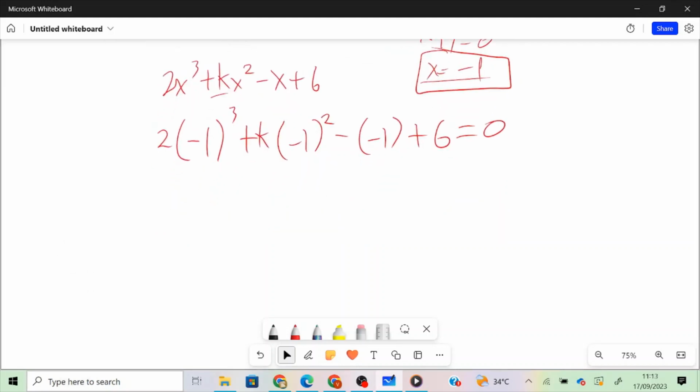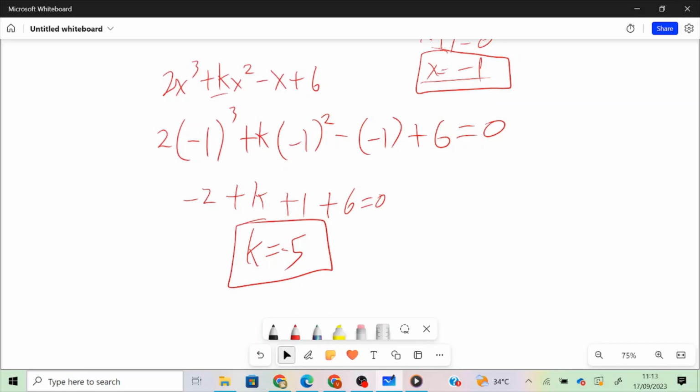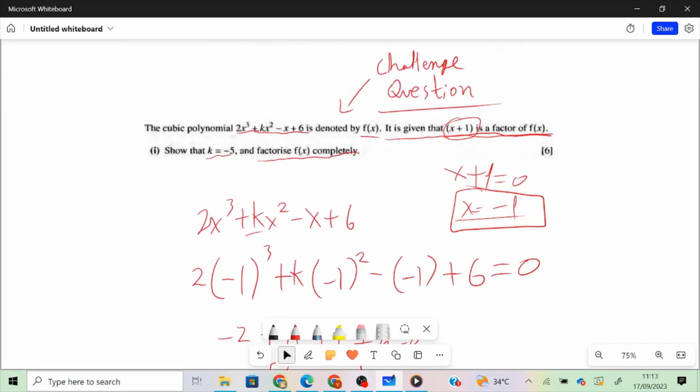Now minus 1 cubed is minus 1 times 2 is minus 2 plus k, because minus 1 times minus 1 is positive 1 and times 1 is k, plus 1, because minus times minus 1 is plus 1, and then plus 6 equals 0. And collecting your like terms, minus 2 plus 6 is 4, plus 1 is 5, and then take 5 to the other side and k is equal to minus 5. So we have proven that k is equal to minus 5.